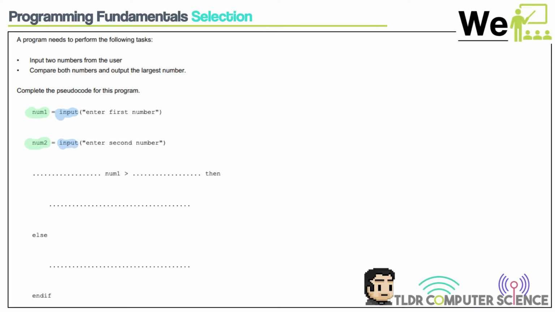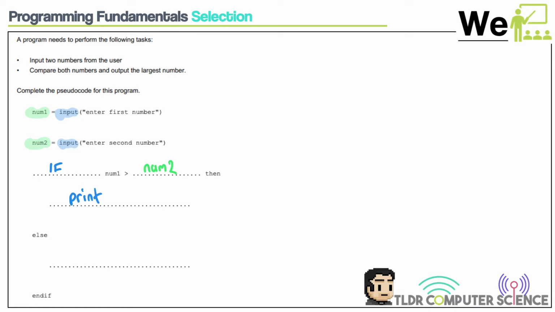So we're going to have to use an if statement in here somewhere, and it's saying compare both numbers and output the largest. So I would say, if num1 is larger than num2, so I'm going to write that in. If num1 is larger than num2, well, what should we do? It says output the largest. So how do we output? We output with the print command.